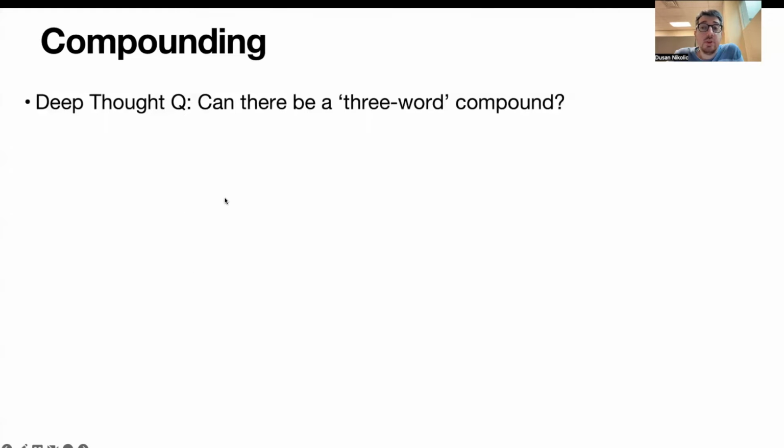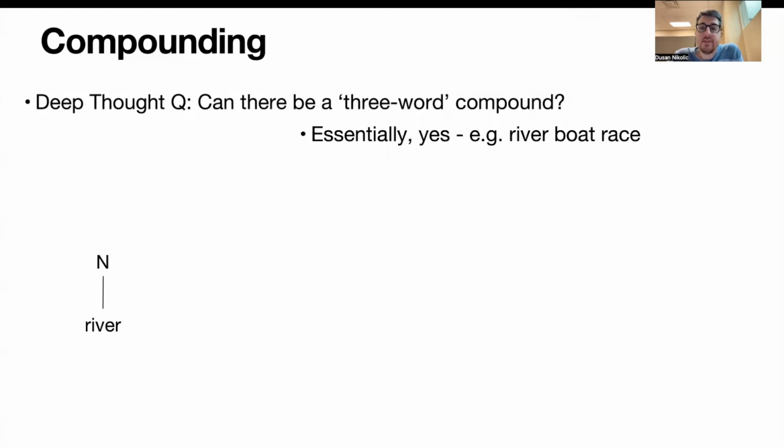Can there be a three-word compound? Essentially, yes. For example, a river boat race, right? We can have a river, we can have a boat, river boat, and we can have a race, river boat race, right? And this is how we're going to build this one up. So first, we merge together river and boat, and then race.